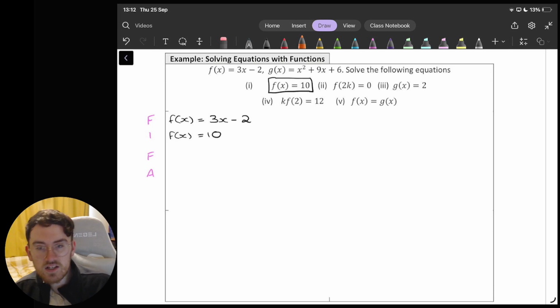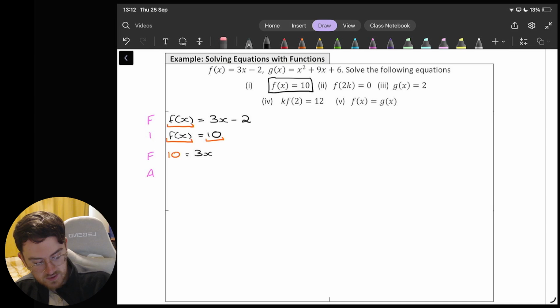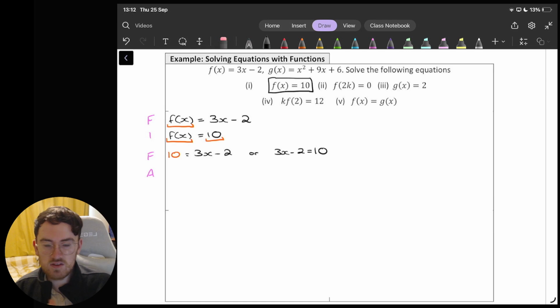So I need to look in my question and see where do I have f of x, because I need to replace it with 10. And that's actually at the start of my question. So I can make two choices here. I can replace it and keep myself tidy in that way, or I could also rewrite this as 3x minus 2 equal to 10. Either of those is going to work for us perfectly fine. Okay, let me make that orange as well. So either of those works absolutely fine as far as I'm concerned.